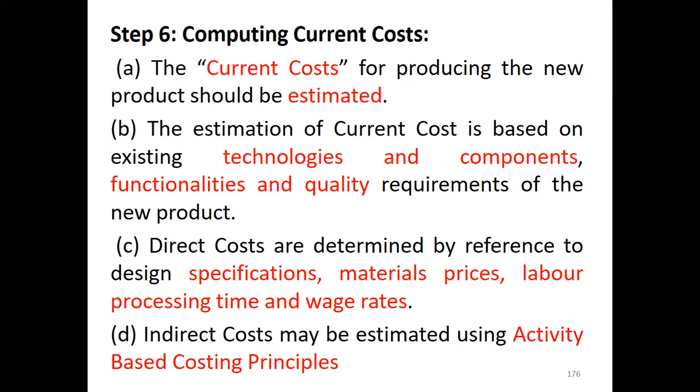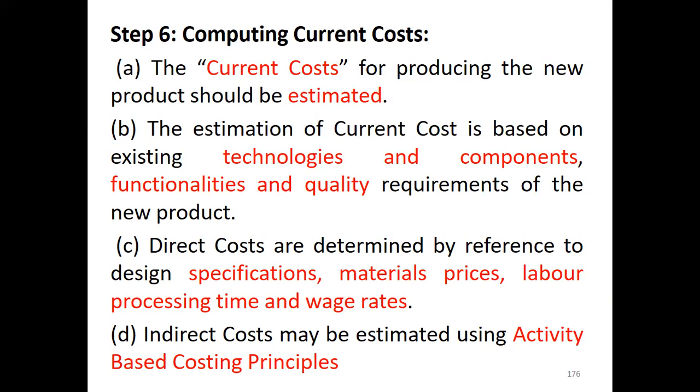तो करंट कॉस्ट डिसाइड करते समय, I will decide the direct cost on the basis of material prices, labor prices and direct wage rate. ये सारी चीजें अंडरस्टैंड करके we can understand the direct current cost. And how we are going to decide the indirect current cost on the basis of activity based costing. By using the activity based costing, I will understand the indirect cost.